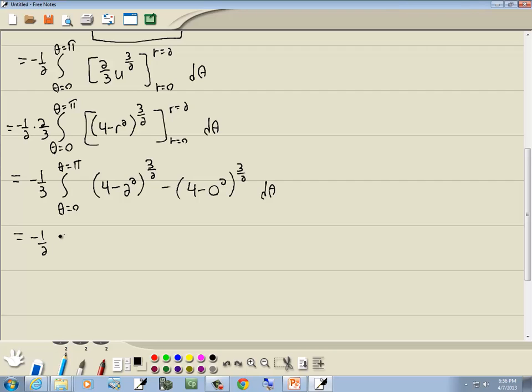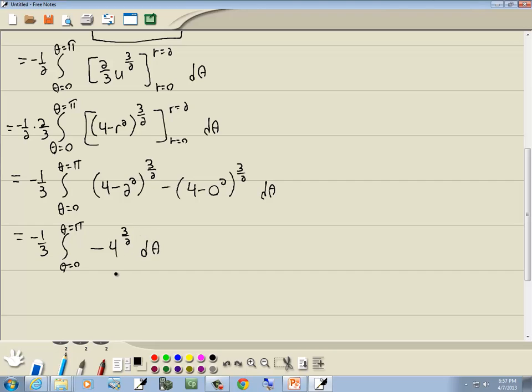So we got negative 1/3. Theta is equal to 0. Theta is equal to pi. Now 2 squared is 4, so we have 4 minus 4, that gives us 0, and 0 to the 3/2 power drops away. And this negative carries along. That 0 squared drops away, so we got 4 to the 3/2 power.